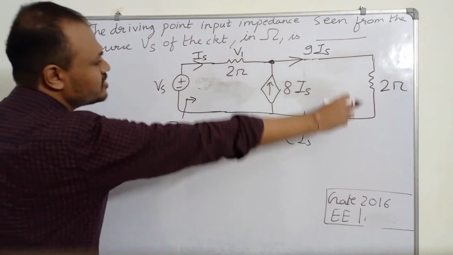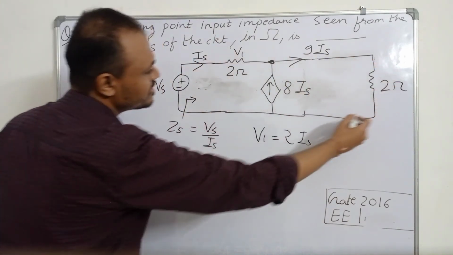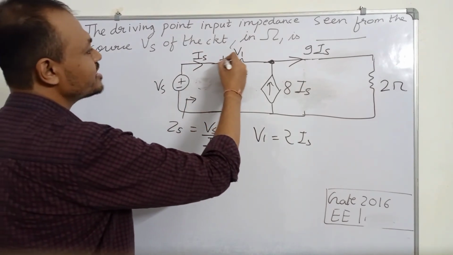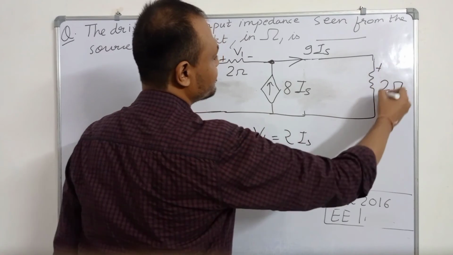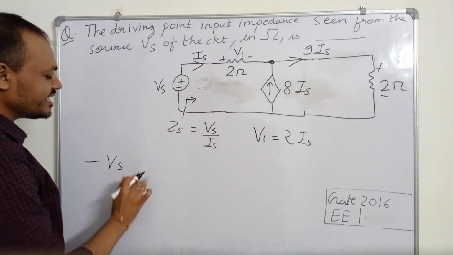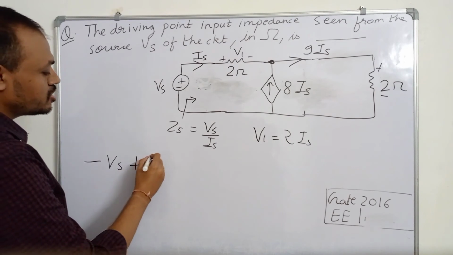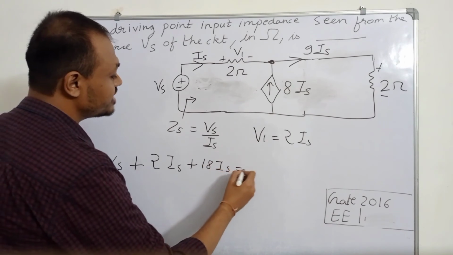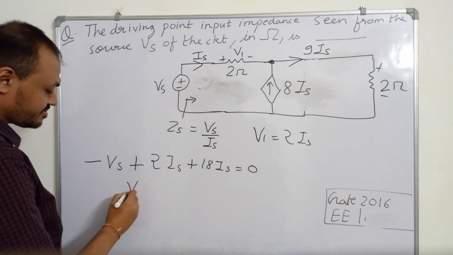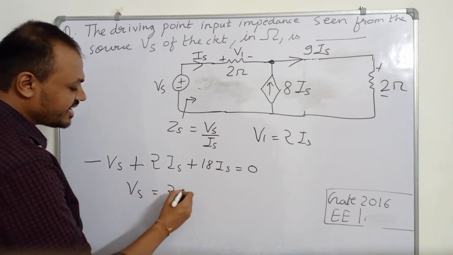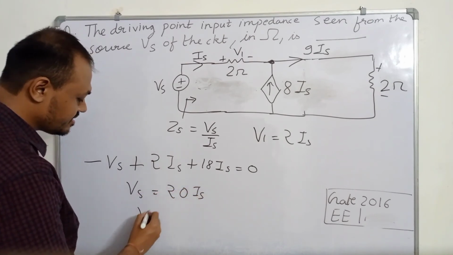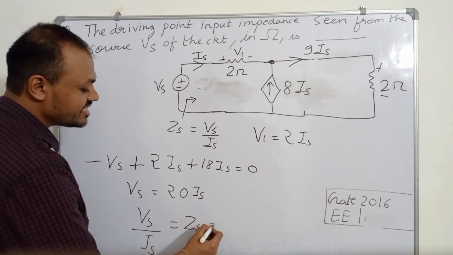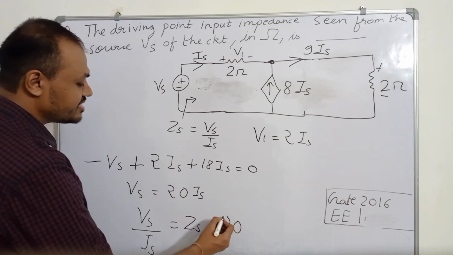Now we will apply Kirchhoff's voltage law in the outer loop. So minus Vs plus 2Is plus 18Is is equal to 0. So Vs is equal to 20Is. So Vs upon Is, and Vs upon Is is nothing but Zs, that is the driving point input impedance. So it is equal to 20.